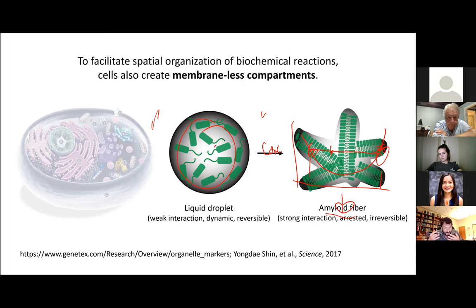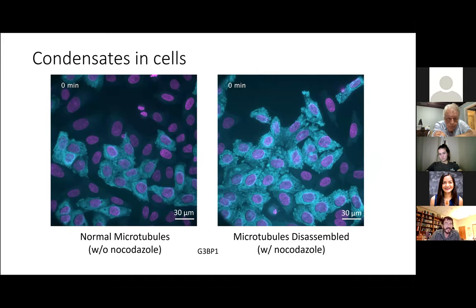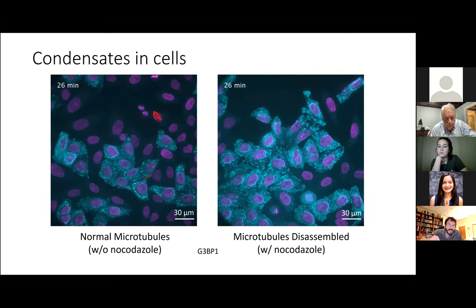Here's just an example. These are cells that are labeled with fluorescence. You can see the cells, the purple is the nucleus of the cells. The blue surrounding it is one of the molecules that is in the rest of the cell. I think in this case, it's the actin that forms a gel network in the cell. And I'm just going to play a movie over about an hour, and you'll see that there are these drops, these liquid-like drops of proteins that form.